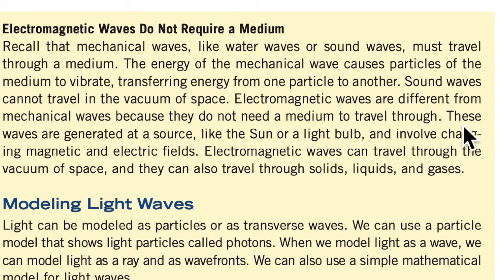Electromagnetic waves are different from mechanical waves because they do not need a medium to travel through. These waves are generated at a source, like the sun or a light bulb, and involve changing magnetic and electric fields. Electromagnetic waves can travel through the vacuum of space, and they can also travel through solids, liquids, and gases.